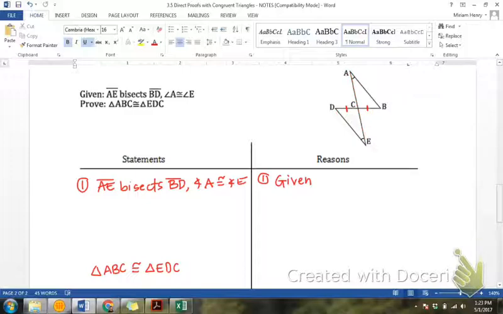Now we marked it in our diagram, but is it written in our statement that specifically BC is congruent to CD? Do we have that yet? No, so we specifically have to write that. So that's going to give us our step number 2, that BC is congruent to CD.